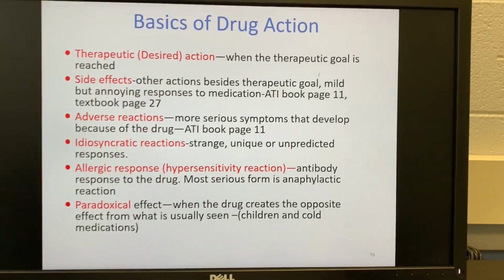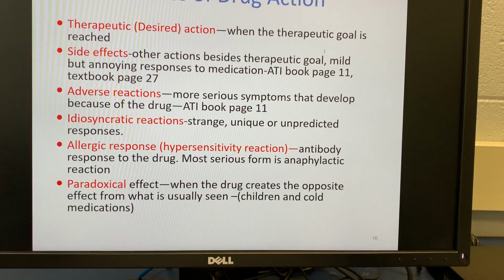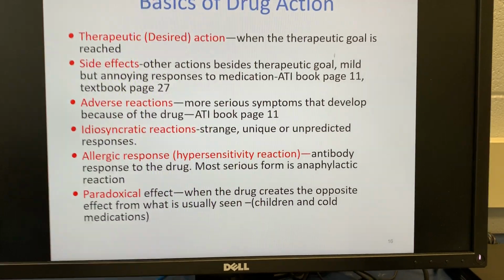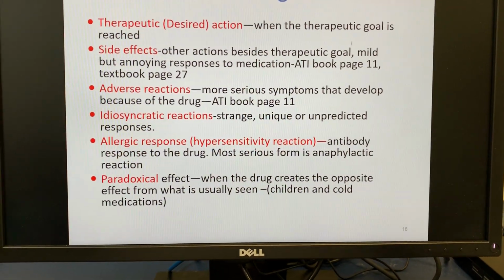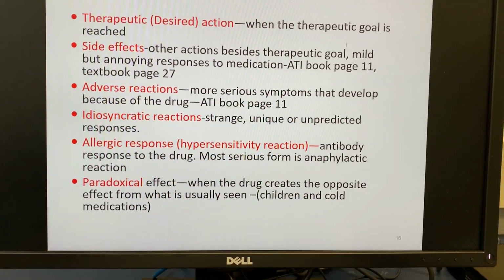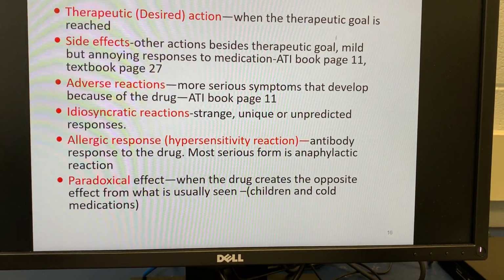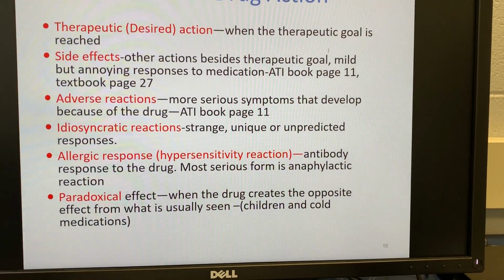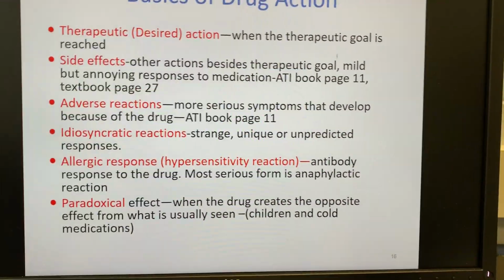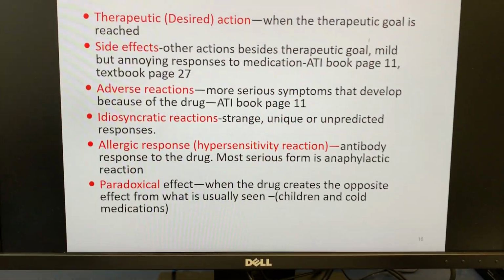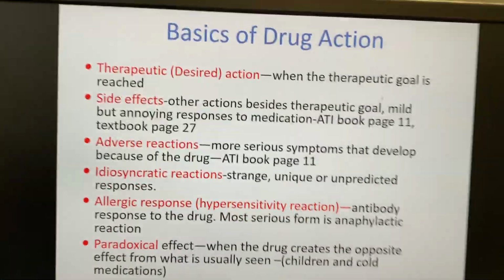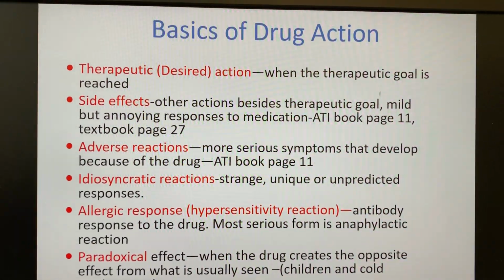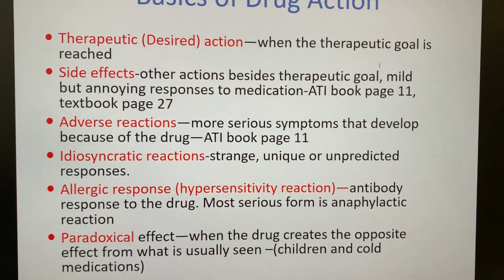And then the last response that we sometimes see with drugs is called a paradoxical effect. When something is a paradox, it means you have two ideas that are diametrically opposed to each other, so they can't exist together. What happens many times is you'll take a drug and it creates the opposite effect from what's usually seen. An example would be a person who takes Benadryl, but instead of getting very drowsy and sleepy, they get extremely wired. It has the opposite effect on them. It just makes them hyper.